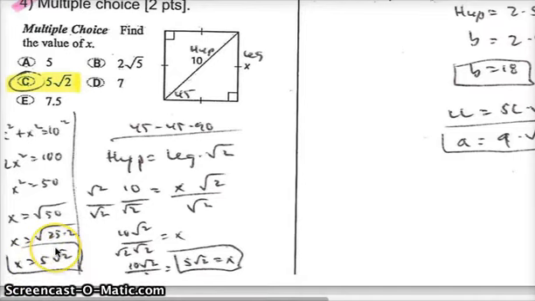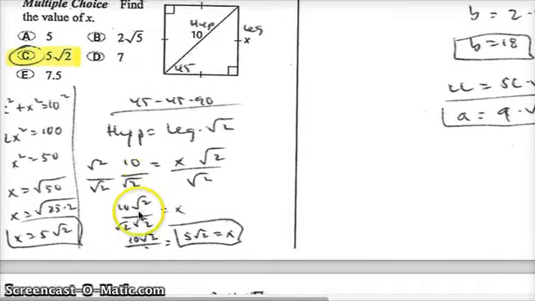Another way of doing the same problem is using special right triangles. If you recognize that this is a square, the diagonals bisect, that means you have a 45, 45, 90. Hypotenuse is equal to the leg times radical 2. Well, your leg is an x, and your hypotenuse is 10. 10 equals x times radical 2. You need to solve for the variable x, so this is multiplication here. Divide both sides by radical 2. You'll get x is equal to 10 over radical 2.